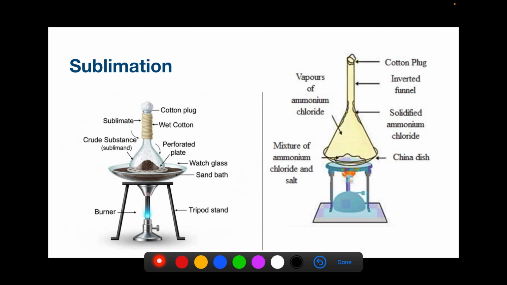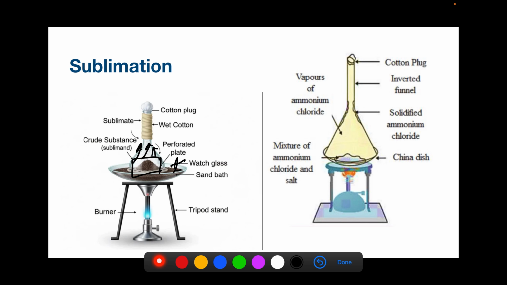We have come across a word called sublimation. It's a process where a solid substance directly converts into a gaseous substance. There is no intermediate liquid phase. So after this mixture is heated, the temperature rises. Say this is a mixture of sand and camphor. The camphor will sublimate and convert to vapors.